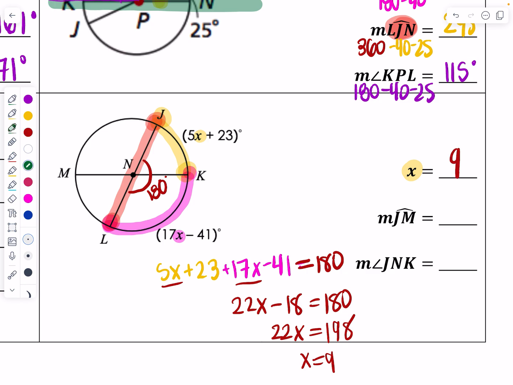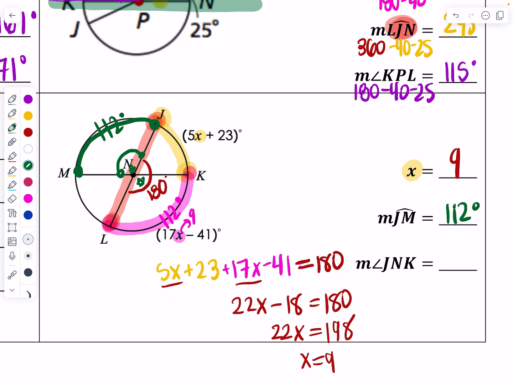Now that we know that x is 9, how do we find the measure of arc JM, J to M? Well, that is going to match the central angle. We already know that those are vertical angles. This star angle and this star angle are vertical angles. And so we get to plug it into that pink expression. That pink arc should be the same as the green arc. So we're going to do 17 times 9, I'm sorry, 17 times 9 is what I'm plugging in. So 17 times 9 minus 41 is going to give me 112 degrees for this pink arc, which means that this green arc is going to be 112 degrees as well.